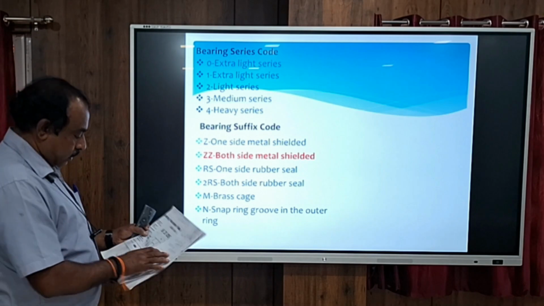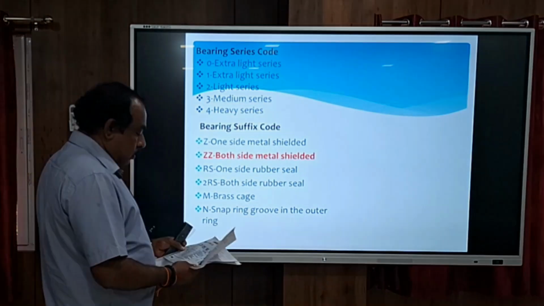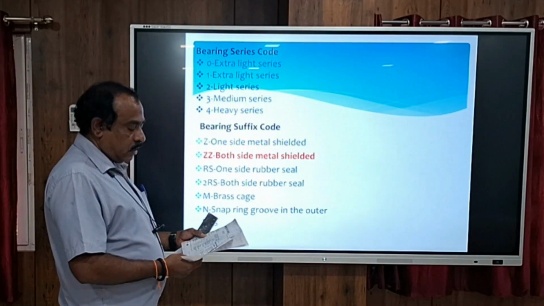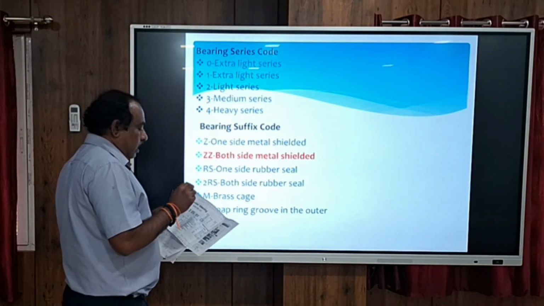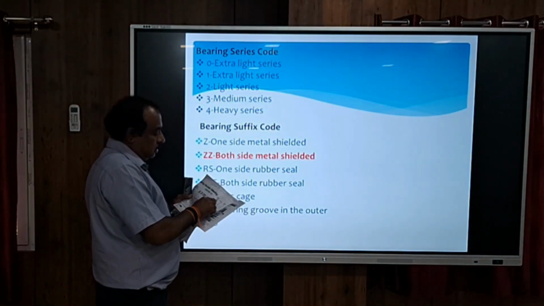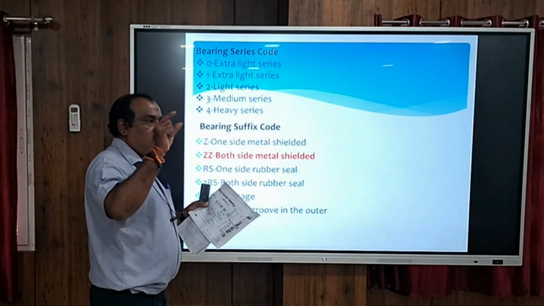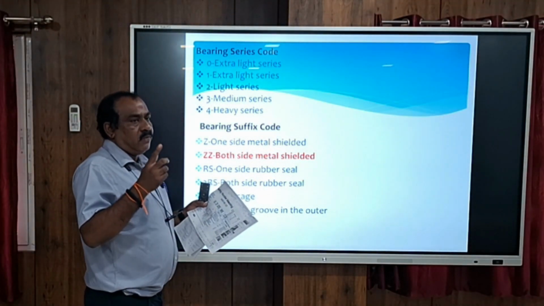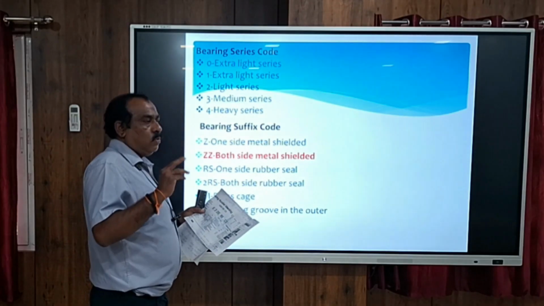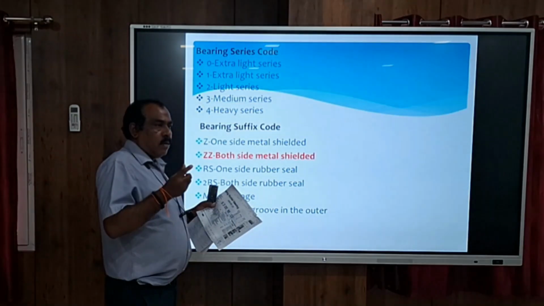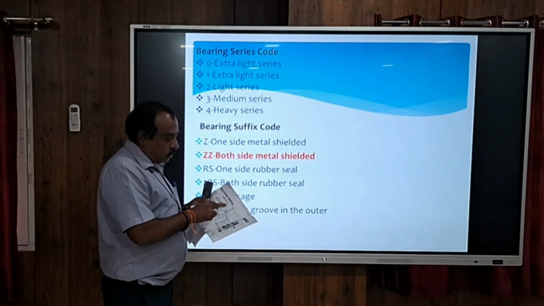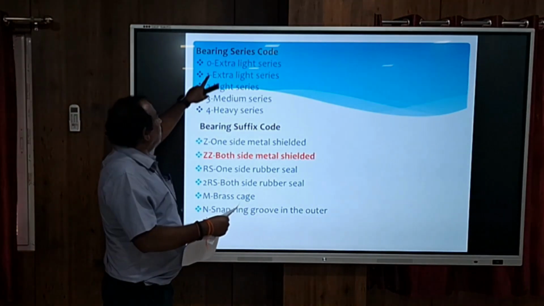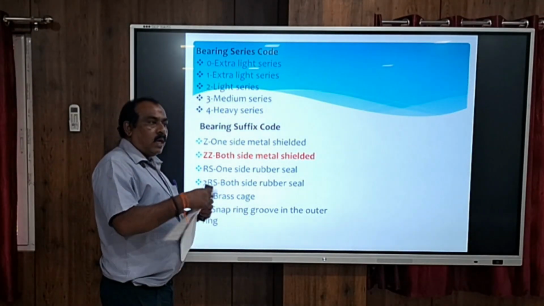Width will be different for this. Suppose 6005 bearing is there, and the last two digits are 05. With that, if you multiply by 5, it will give the inner dia of the bearing. So correspondingly, according to this series code, the outer dia will vary.